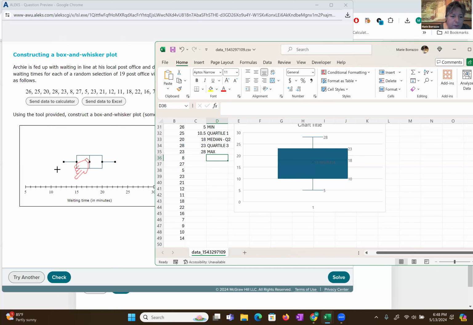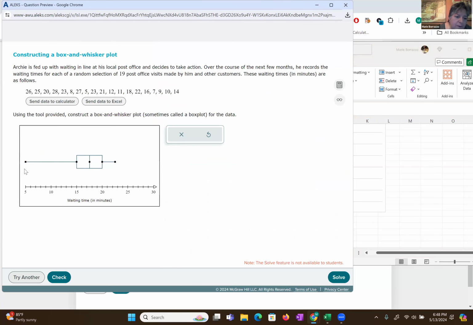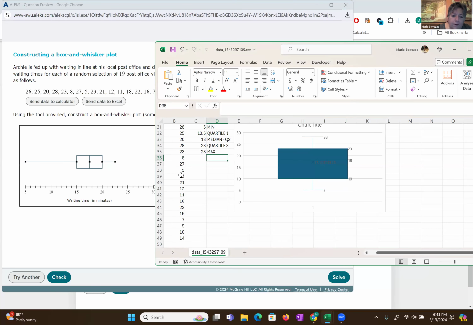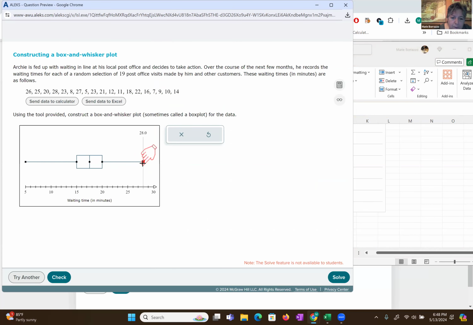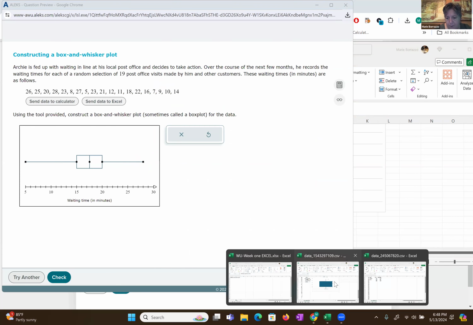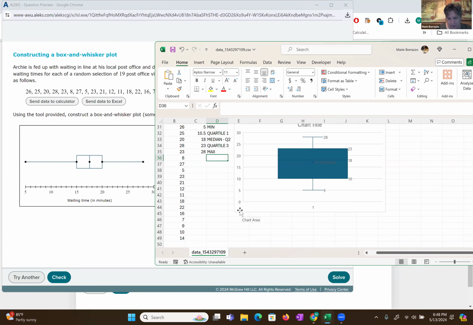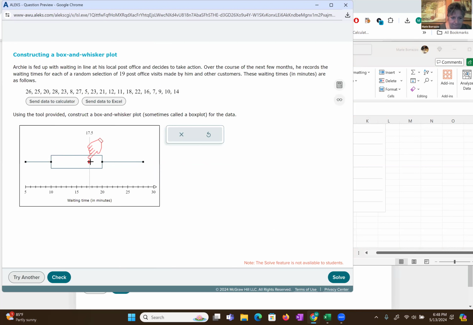So what we're going to do here is we're going to take this and go all the way to 5. Over here, you're going to take this all the way to 28. We have a 10, or 10 and a half. This is 18. And this was 23. So you can always check it just by hovering over it.